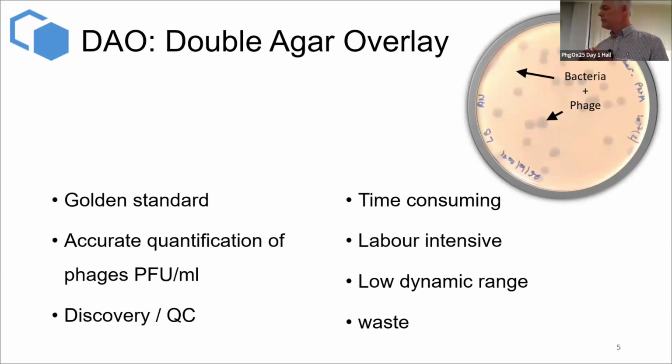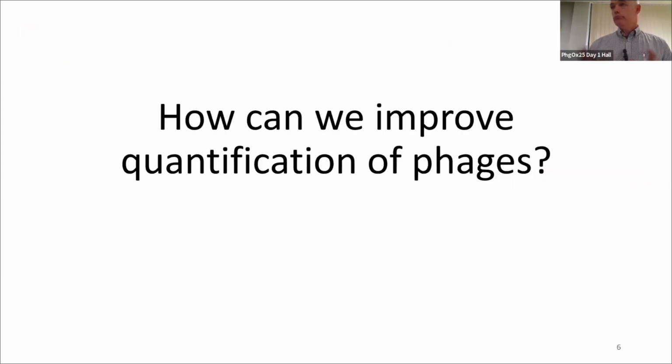So the double agar overlay method, you all know it, is the gold standard for over 80 years. You have an accurate quantification. You get a number, PFU per ml, plaque forming units per milliliter. And it's used in discovery as well as in QC in industry. But the downsides are that it's time consuming and very labor intensive. You have a low dynamic range and you have a lot of waste. So how can we improve quantification of phages was our main goal.